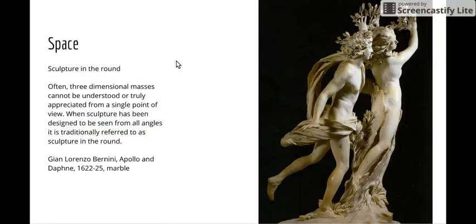Often three-dimensional masses cannot be understood or truly appreciated from a single point of view. When sculpture has been designed to be seen from all angles, it is traditionally referred to as sculpture in the round. This is a Baroque sculpture by Bernini, who's Italian, and it's called Apollo and Daphne. You might recognize that this is a Greek myth.